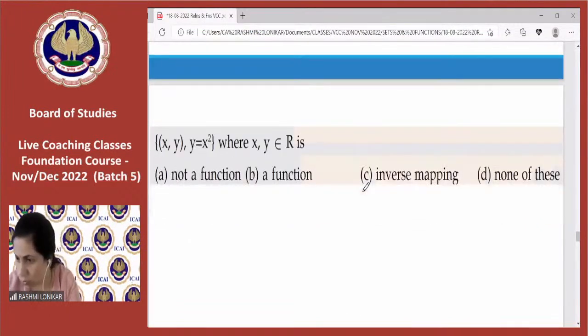Now let us go to the next one. Yes, very good, Pranita. Y is equal to x square, when x and y belong to R. Now, can anybody tell me what the answer is? Yes, Kushdeep, you got it? Very good. Can you solve this for me?